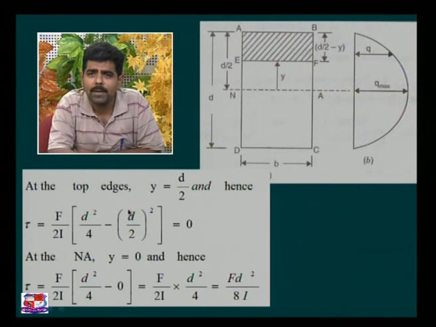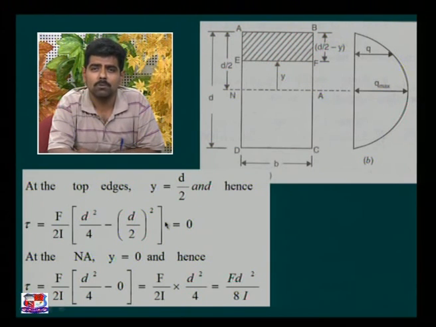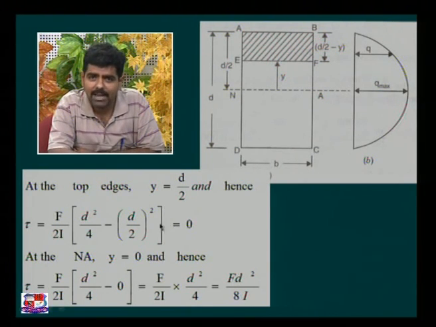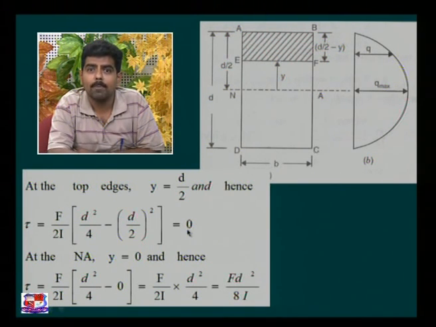Now at the top edge y is equal to d by 2, and hence if we put the value y is equal to d by 2 and simplify, F by 2I bracket d square by 4 minus d square by 4, this term will become 0 and tau is 0. So the shear stress value for a rectangular section at the top and bottom fibers is 0.